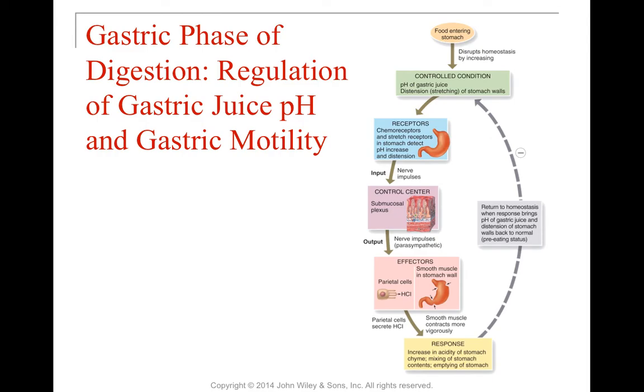So the response is that we're going to increase the acidity because we've secreted the HCl. We're going to start mixing the stomach contents and eventually start emptying that content out into the small intestines. And when we finally return to homeostasis, because the distension is back to normal and the pH is back to normal, basically pre-eating status, we've made all the food out of the stomach into the intestines. Now our controlled condition is back to normal and we have stopped our negative feedback loop.